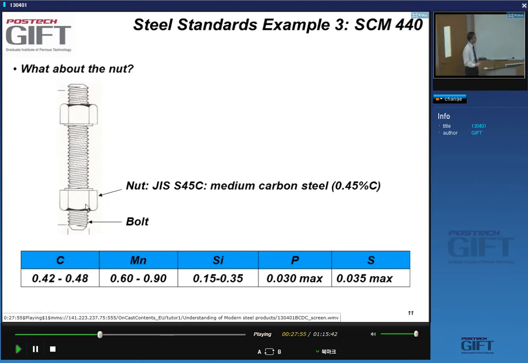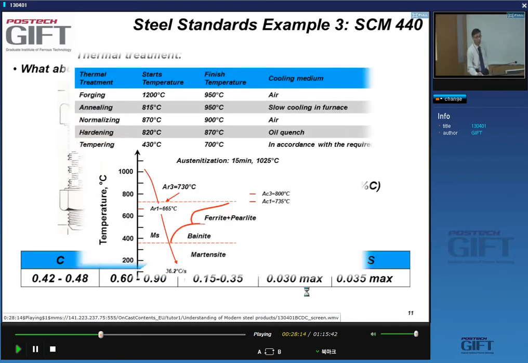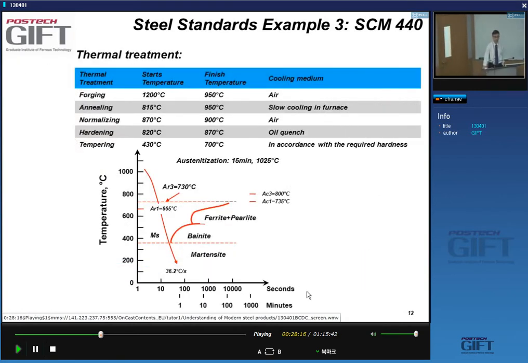The bolts and the nuts are not necessarily the same steel grades. Also, we'll go back to this, but this is, for instance, composition of a nut. Yeah, the nut. You can see no chrome, no molybdenum. So you're basically looking at a very different material.